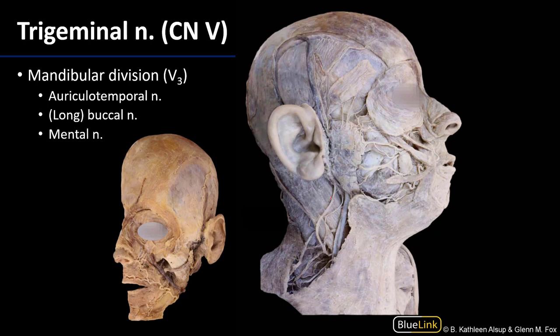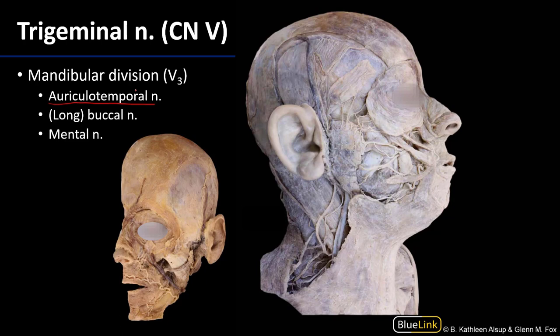And then V3 has quite a diversity of nerves. V3, or the mandibular division, is coming out of the infratemporal fossa, so it's entering in there via foramen ovale, and then it's ramifying and going into and out of various places. So let's see, the first branch here that we'll discuss is the auriculotemporal nerve.